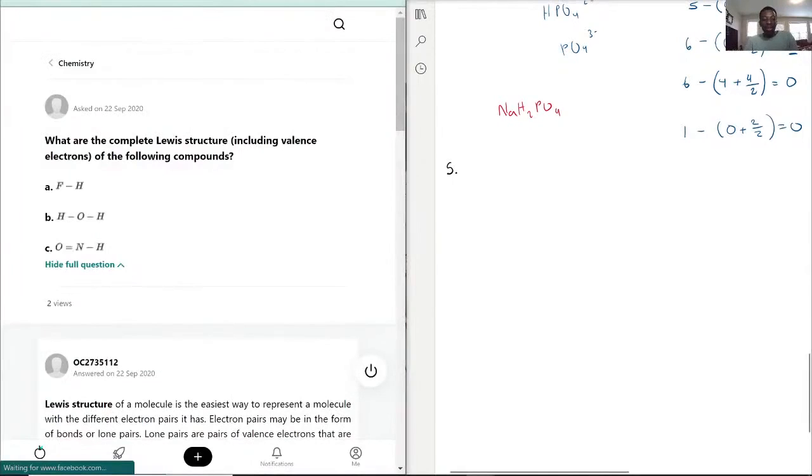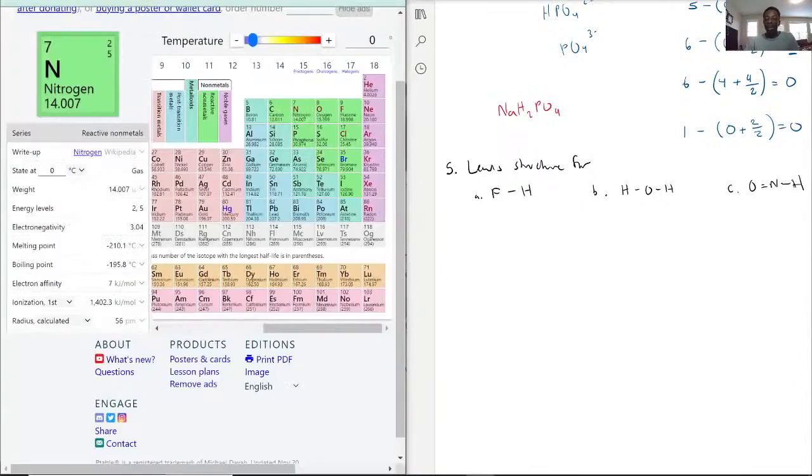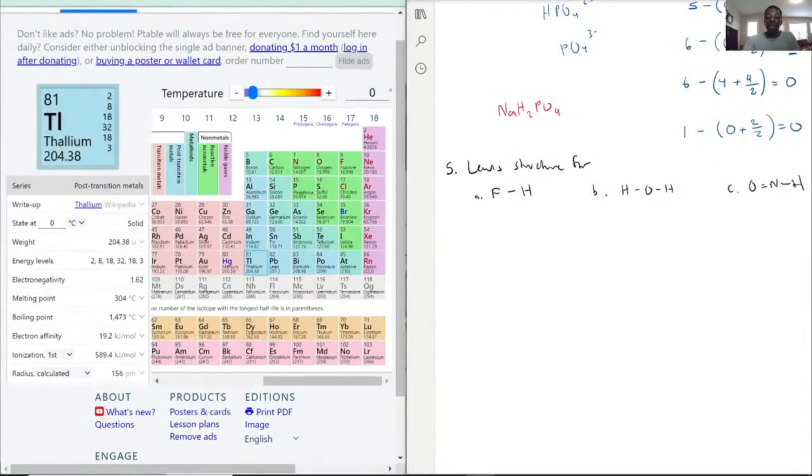What are the complete Lewis structures, including valence electrons, of the following compounds? So let's start. Lewis structures for HF, H2O, and CONH. For this, they've given us quite a big hint because they at least show us how it's bonded, but we always have to make sure that we're counting the right things.